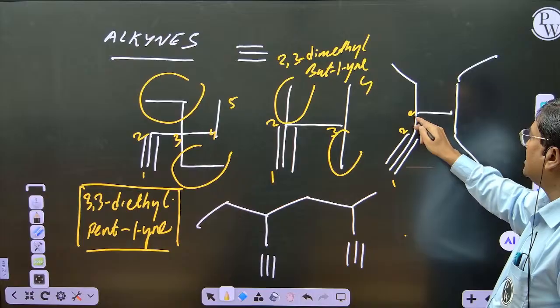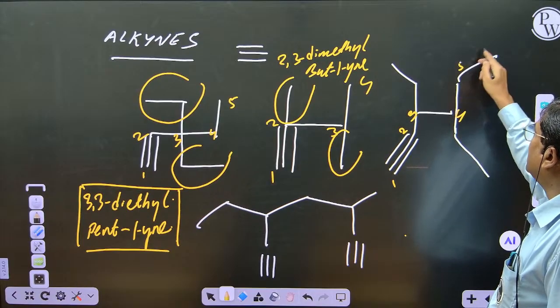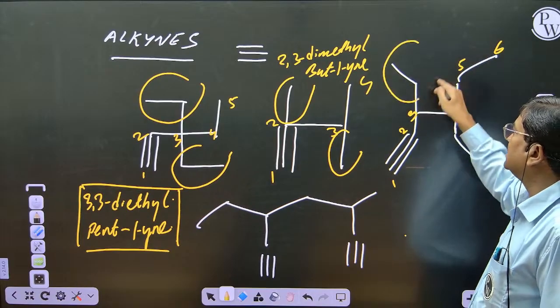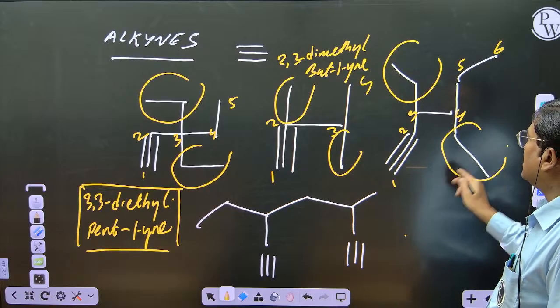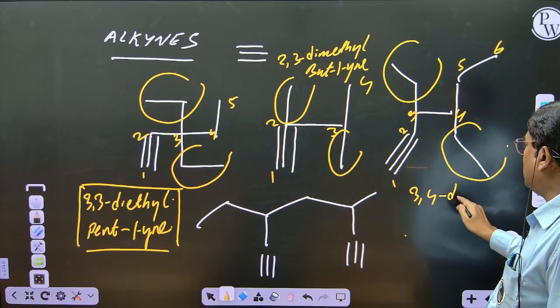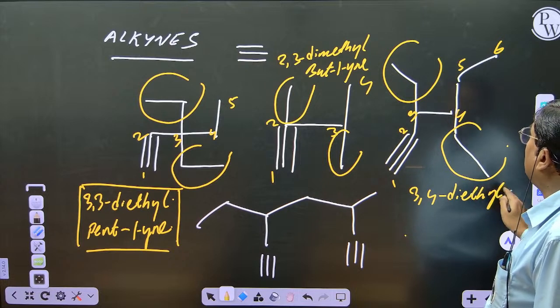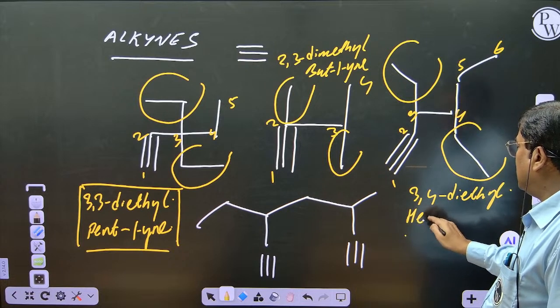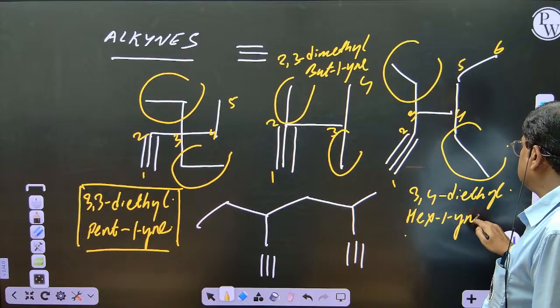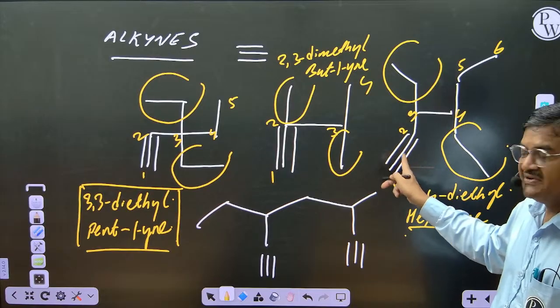Now tell me, the numbering should be done from here. 1. This is the second carbon, this is the third carbon, fourth carbon, fifth carbon, sixth carbon. Do you recognize this group, students? Ethyl. This is ethyl. At what carbon? Third carbon and 4. So 3 comma 4 diethyl. What is the word root? Hex. Hex-1-yne, because the triple bond is located at the first carbon.